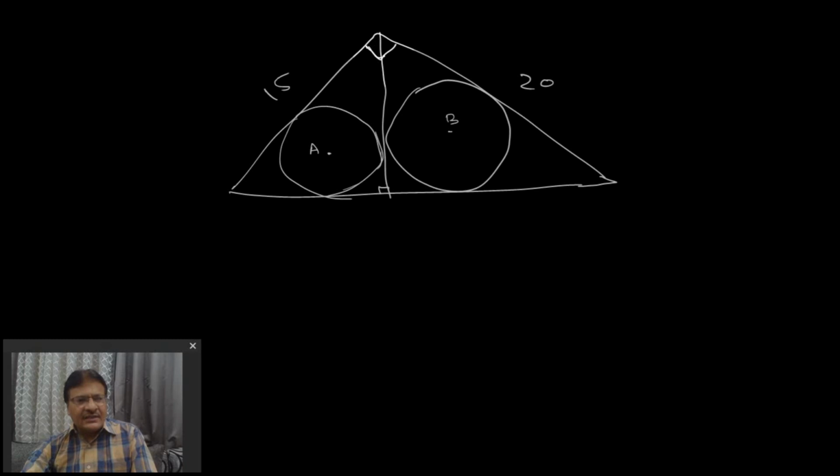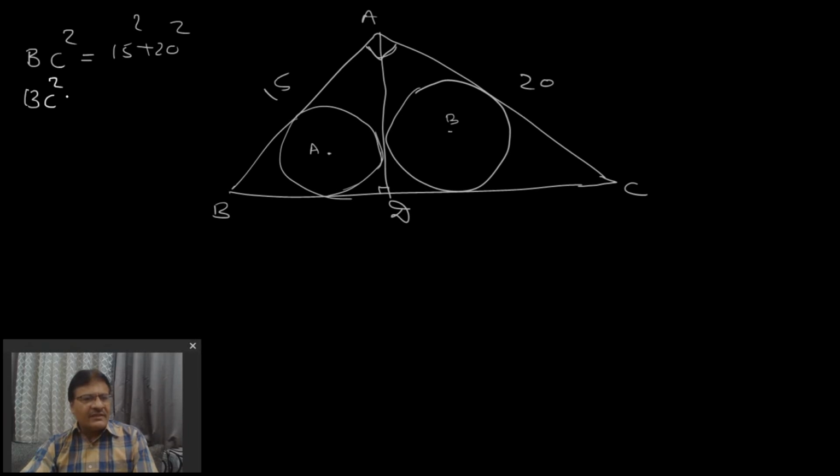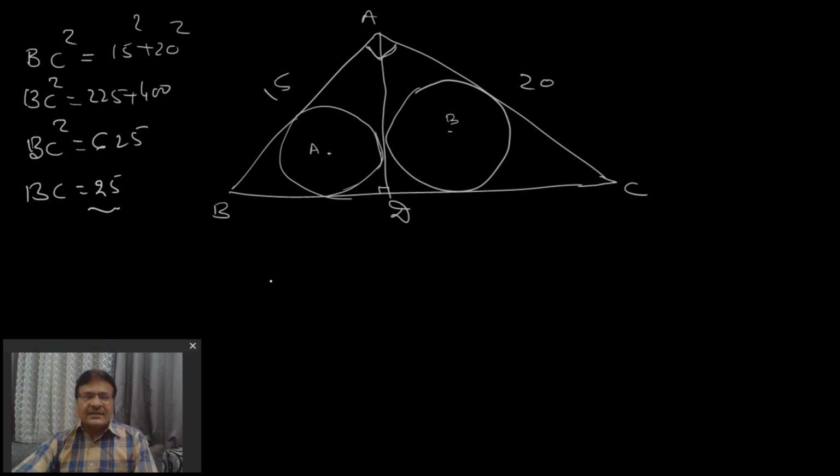Now tell me one thing. If this is right angle triangle, then can I apply Pythagoras theorem? So suppose this is A, this is B, this is C, and this is D. Right? So what can I do? BC square equal to AB square plus AC square. So can I say 15 square plus 20 square? So can I say BC square equal to 225 plus 400? That is equal to BC square equal to 625. So what do I get? BC equal to 25. Is that clear? So I am getting 25, this complete length.